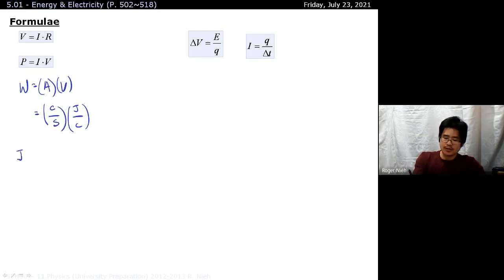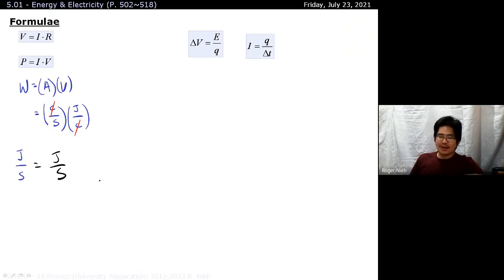Power, by definition, is how many joules are delivered per second, right? The rate that energy is being used. We'll take a look on the right-hand side. Coulombs divide out with coulombs, and holy cow, what do you get? Isn't that amazing? As I said, units work out 100% of the time.